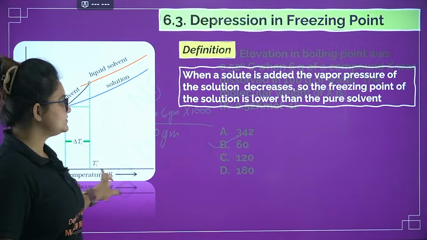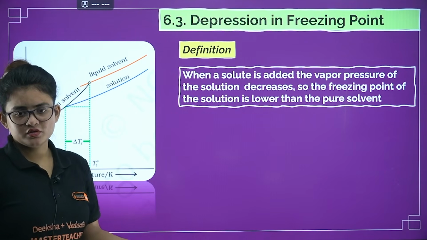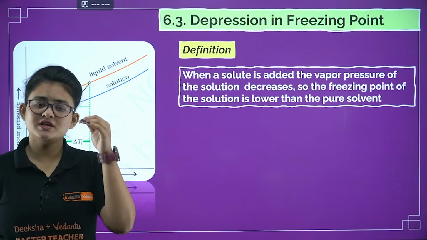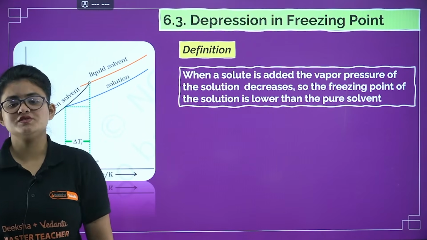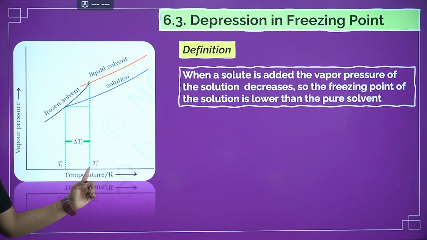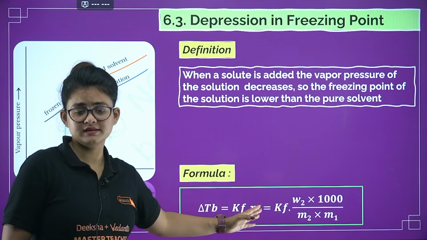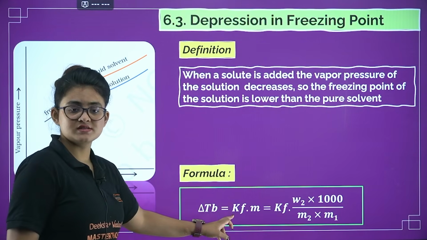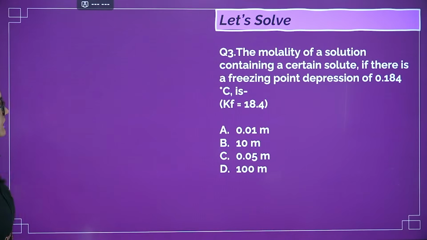Let's proceed further. Okay, this is depression in freezing point. Again, the same thing: whenever a non-volatile solute is added, the vapor pressure of the solution decreases. So the freezing point becomes lower than that of the pure solvent. Initially it froze here, now it freezes here. I guess it's clear. Same terminologies here, but the constant is Kf, the cryoscopic constant, along with molality. Let's proceed with one of the problems.